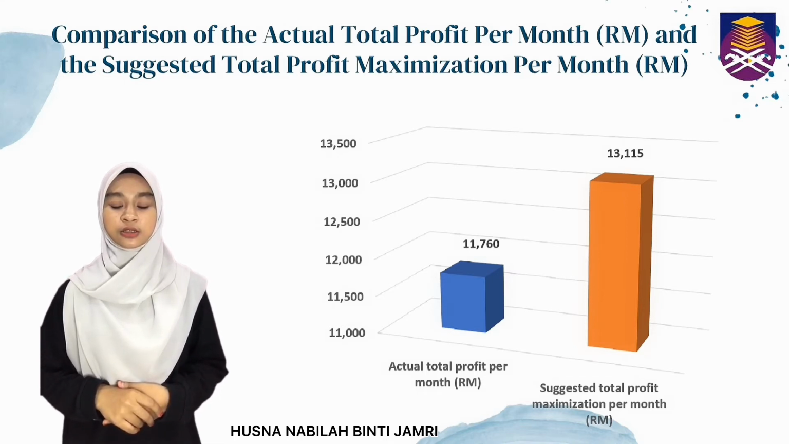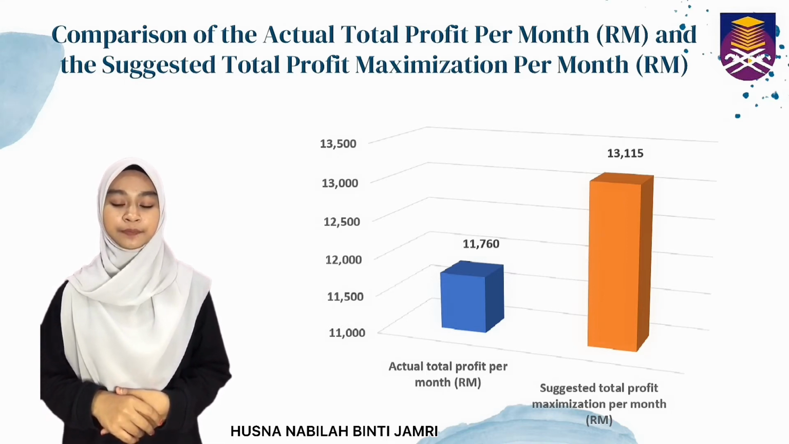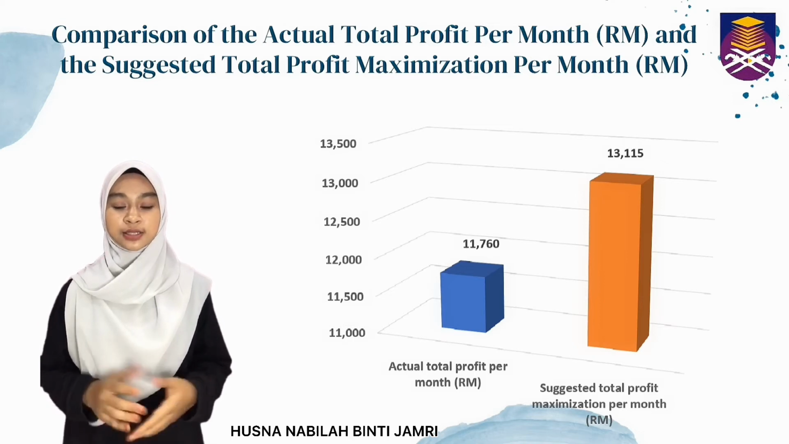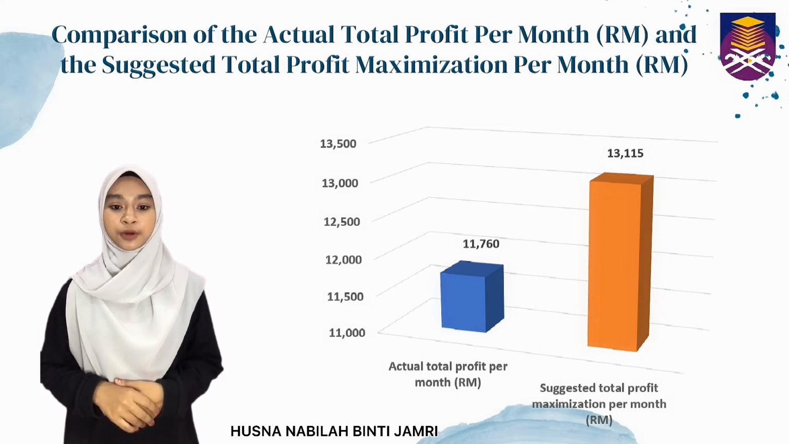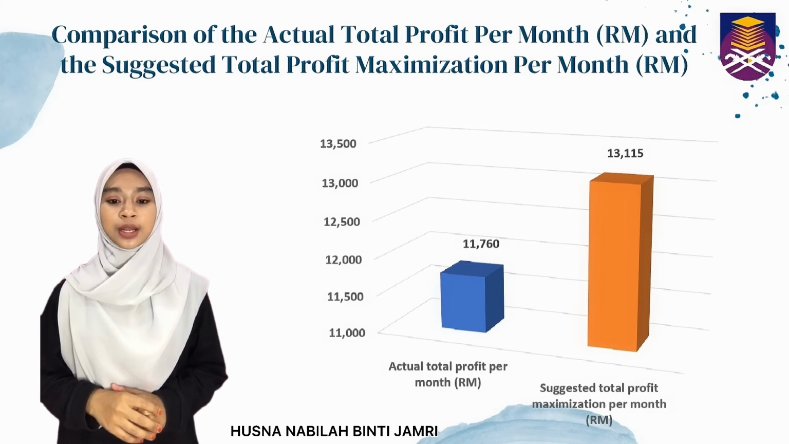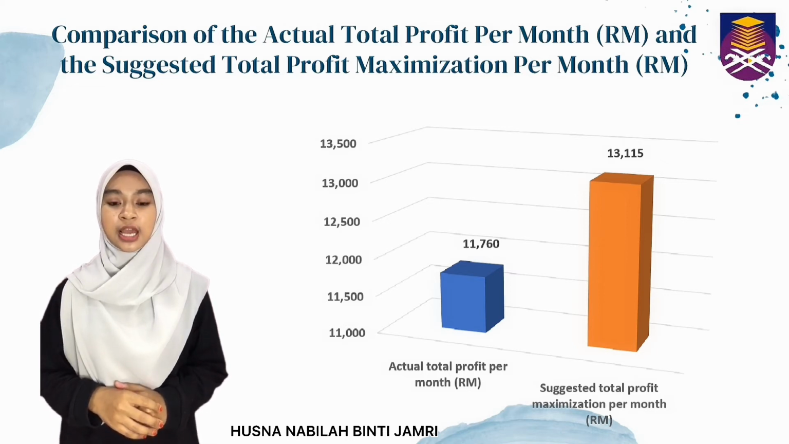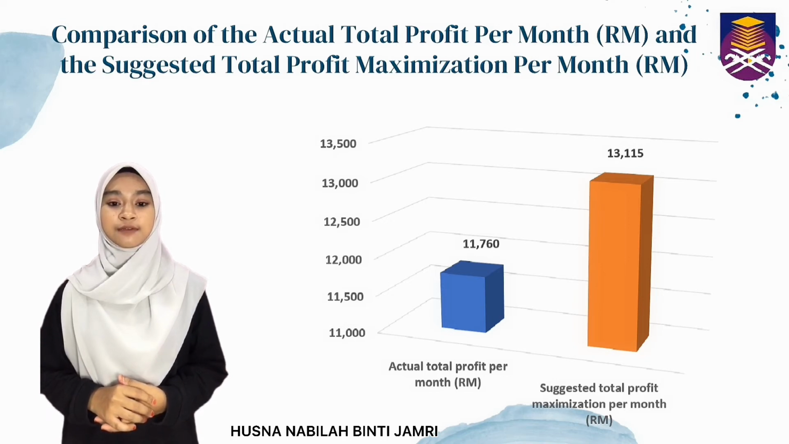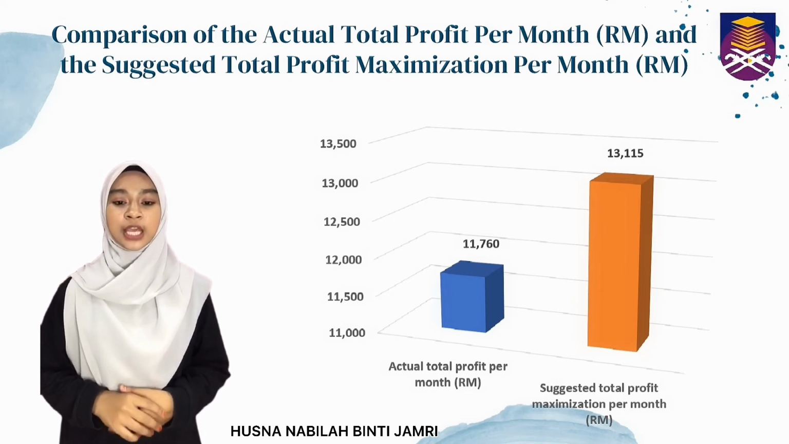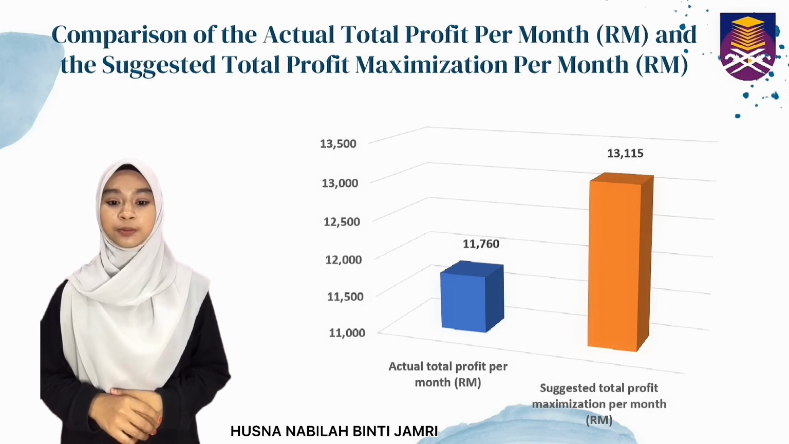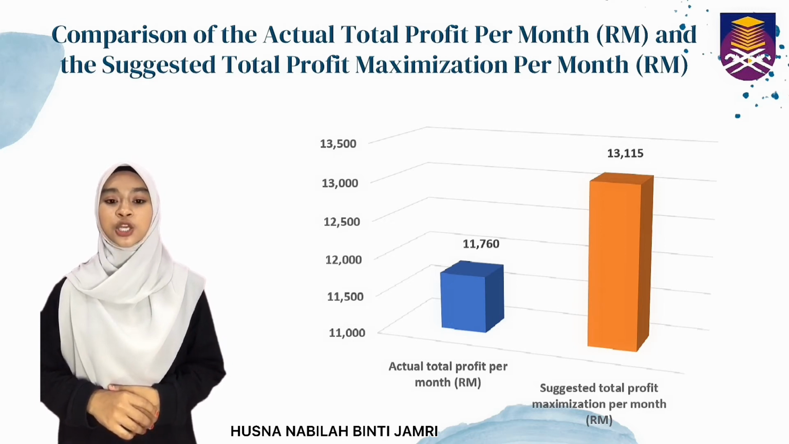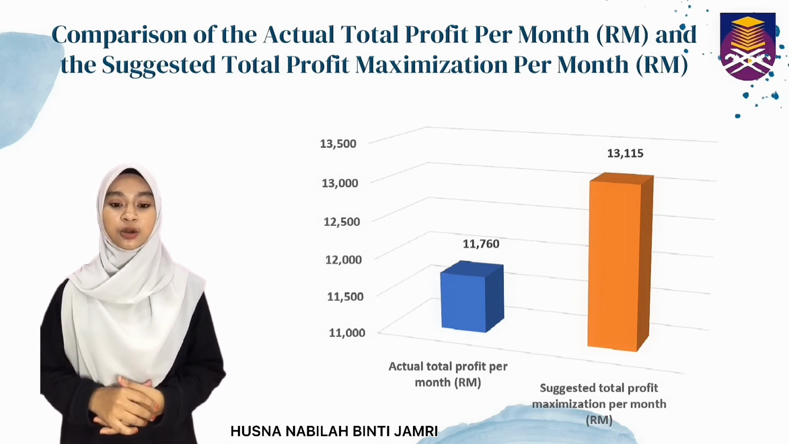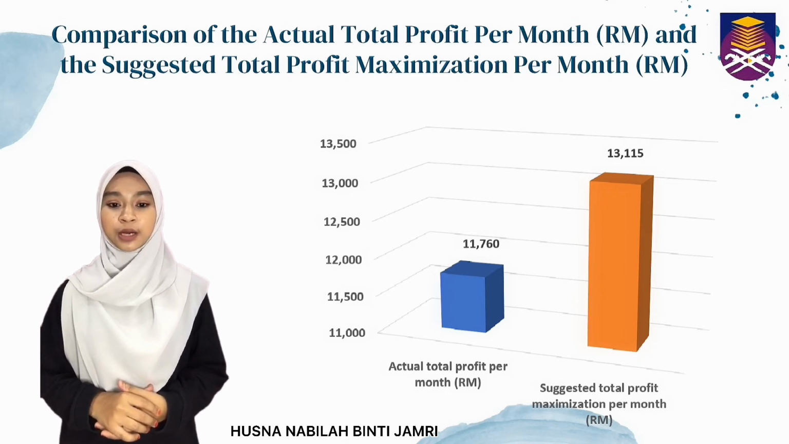For the profit maximization, the figure shows the comparison of the actual total profit per month and the suggested total profit maximization per month. It can be seen that the suggested total profit per month for all the products is 13,115 ringgit, higher than the actual total profit per month, which is 11,760 ringgit. If they follow the suggested optimal product mix using the linear programming technique, the online clothing store is able to gain an increase in profit of about 1,355 ringgit.